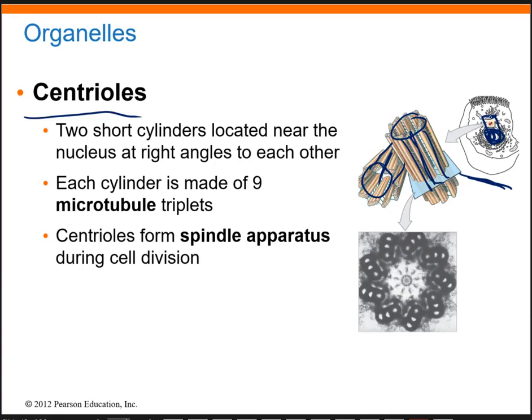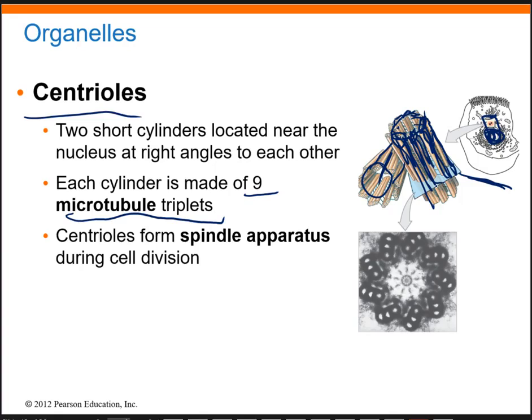Each centriole is made of 9 microtubule triplets. They're made out of microtubules, which are just little proteins, and they look like little tubes. So this is like one triplet. A triplet means 3, so there are 3 tubules to make that triplet. And then there are 3 tubes to make this triplet, right? There are 9 of those triplets that all go around in a circle to make this cylinder.